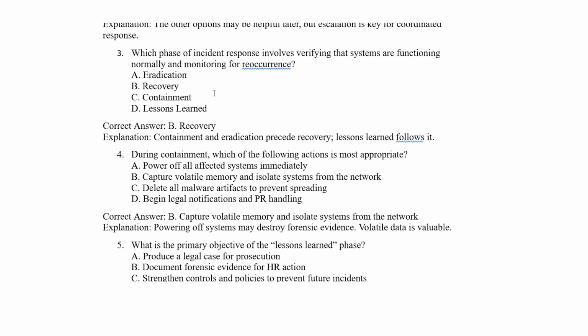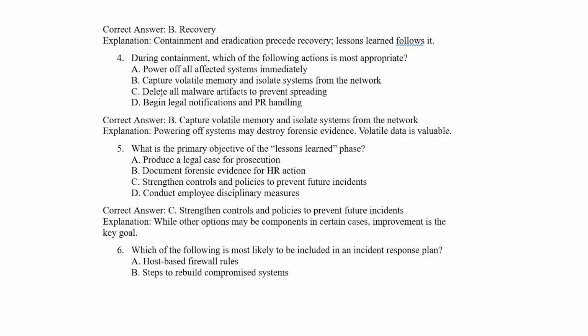Now, the third question is, which phase of incident response involves verifying that systems are functioning normally and monitoring them for reoccurrence? It is recovery. I just mentioned in this video that you need to verify if they are actually running normally, even after you have done eradication, which is removing the root cause. Recovery is where you verify and monitor for reoccurrence. Containment is just the temporary solution to contain the situation so that it doesn't spread. And then lessons learned is putting together what you have learned during the incident.